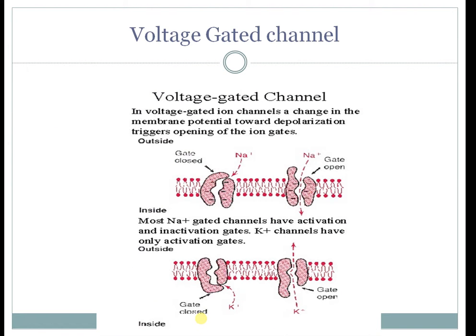In voltage-gated ion channels, a change in the membrane potential toward depolarization triggers opening of the ion gates. Most of the sodium gated channels have both activation and inactivation gates, while potassium channels have only activation gates.